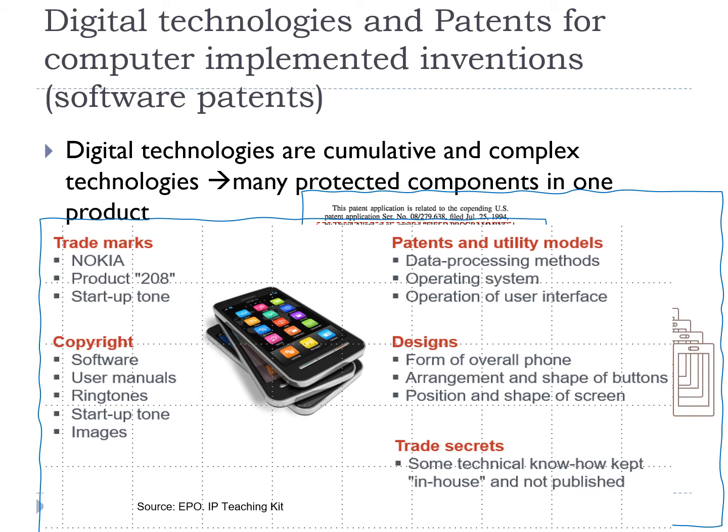Here is just a little overview. You can have trademarks, you can have copyright, you can have the patents on the operating system, on the user interface, on how data is processed and the methods related to it. Of course, you can also have design as well as trade secrets. So that makes it a pretty complex field to look into.